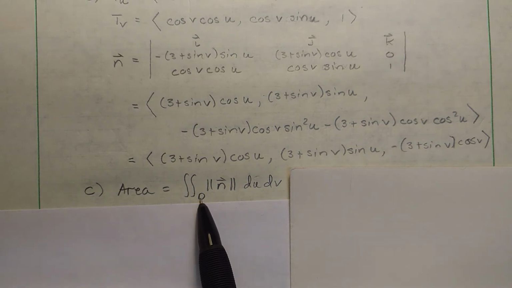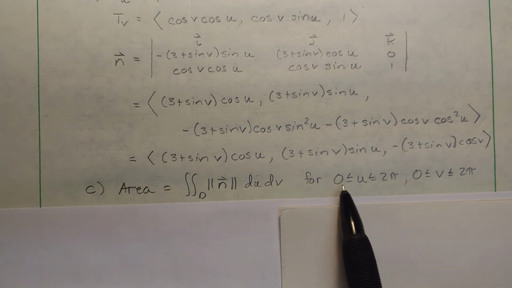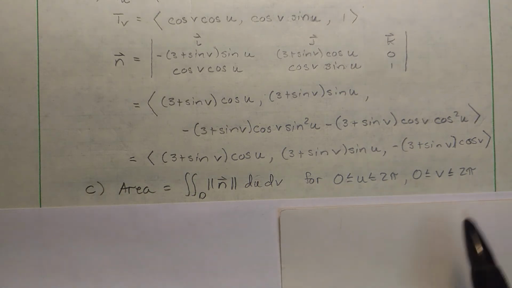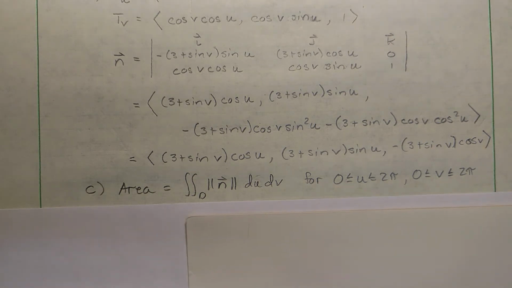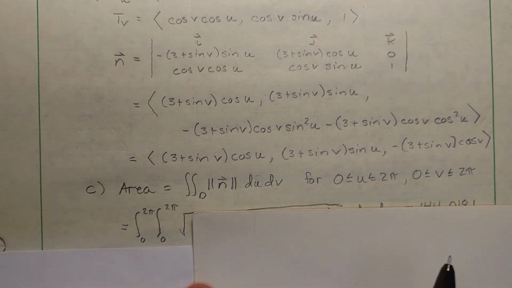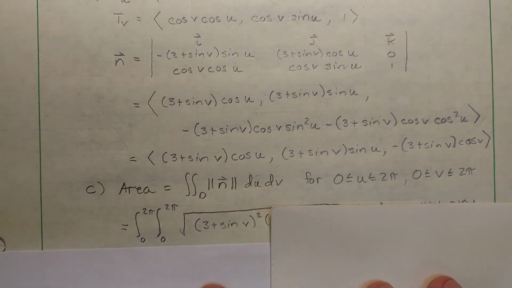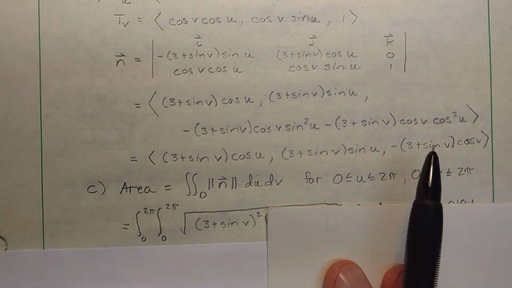And our domain is given to us in the beginning. They say that u is between 0 to 2 pi and v is between 0 to 2 pi. So setting up our integral, we go from 0 to 2 pi, 0 to 2 pi, and now we need our magnitude of our normal vector. So our magnitude of our normal vector is going to be this squared, and notice what we get.